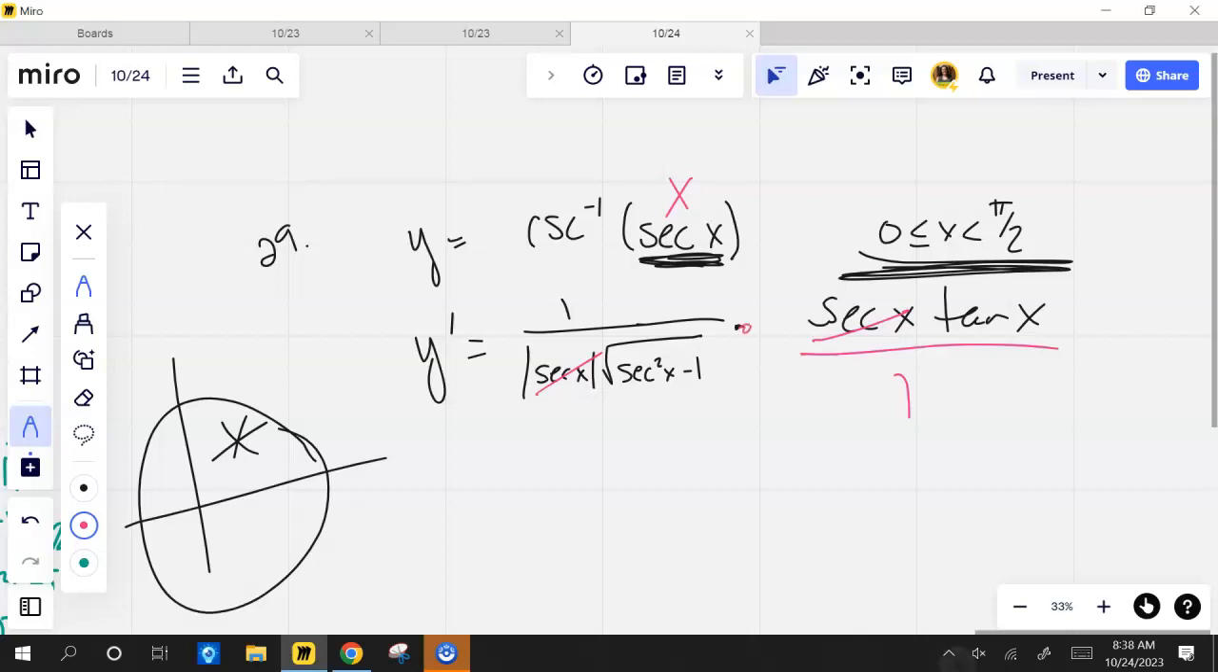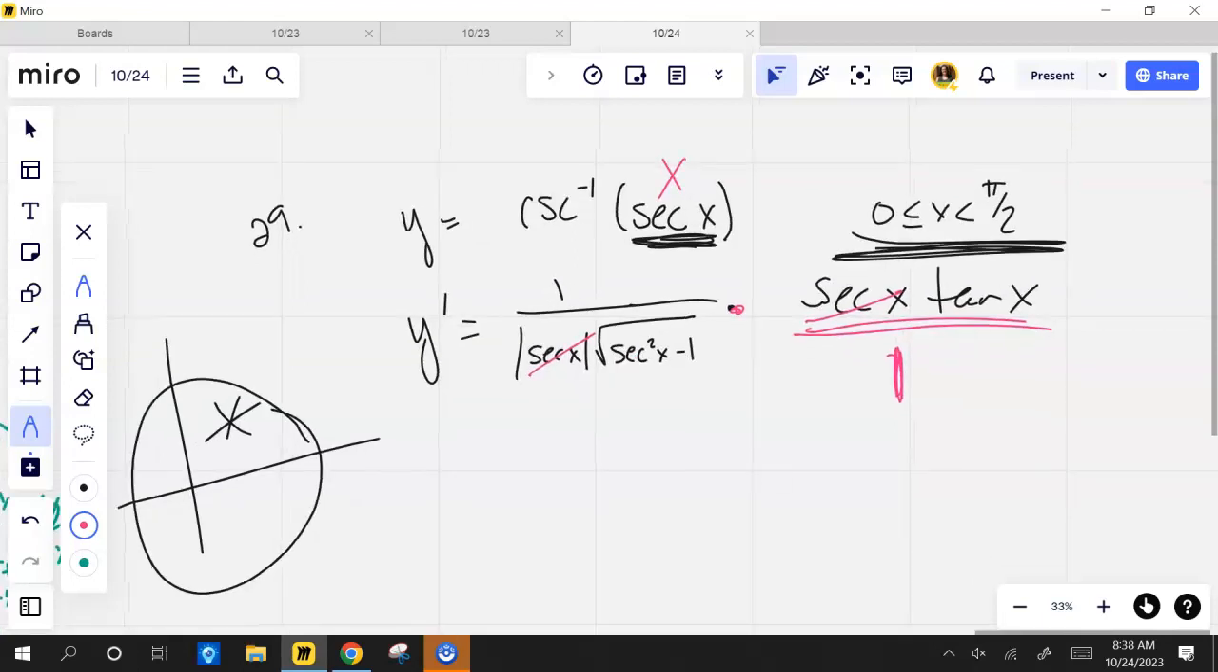Well, it's just multiplied by that, so you can put anything over 1 like that. So now I have tan x over the square root of secant squared x minus 1. I would probably stop there.